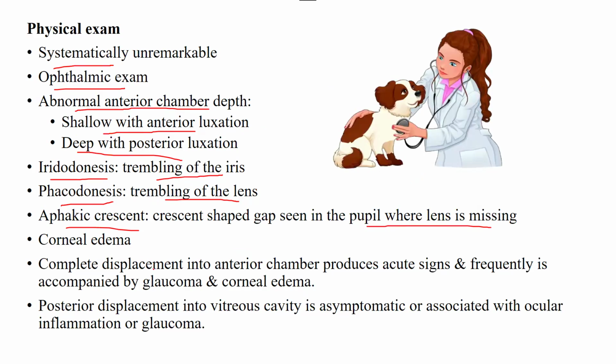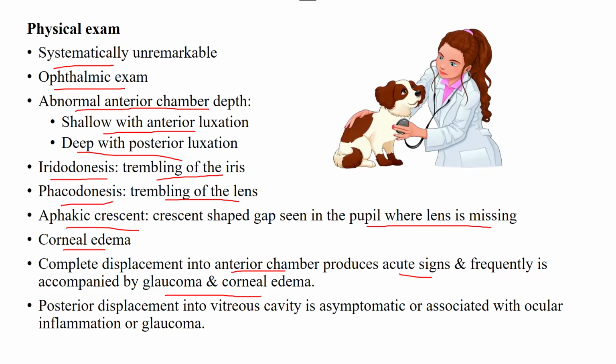Then there is mild corneal edema. Complete displacement into the anterior chamber produces acute signs and is frequently accompanied by glaucoma and corneal edema. So they might give you a history of a lens-luxated animal with the image of it, and they might ask you about the sequelae, or the diseases that frequently accompany lens luxation.